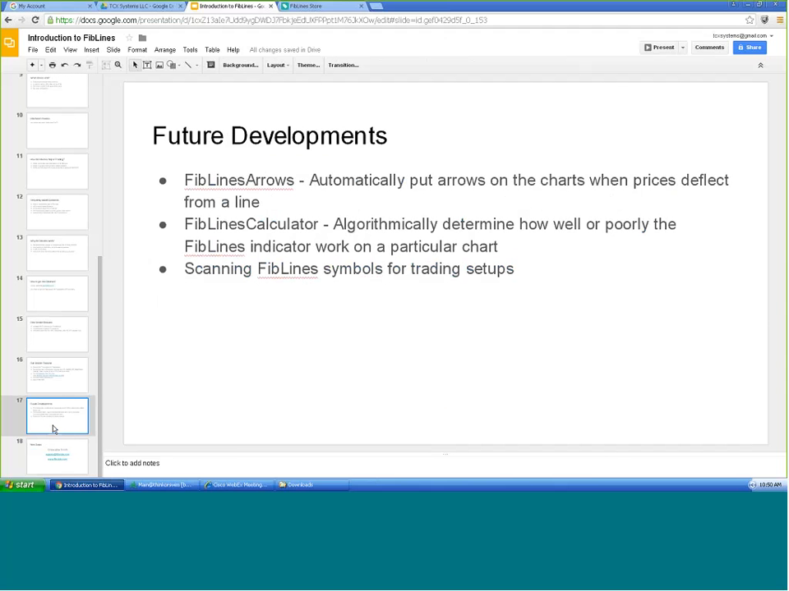And that's not the end. I have some future developments underway that I've already put some work into that I'll share with you at a future date. FibLines Arrows puts arrows in the charts when FibLines get deflected off of lines, based on bar patterns. FibLines Calculator algorithmically determines how well or poorly the indicator works in a given chart and reduces it to a number between 1 and 100. And also scanning of FibLines symbols for trading setups. Each one of the indicators, including the free version, has a text file included that you can use to build a watch list and scan for trading setups based on bar patterns or whatever else you'd like to do.